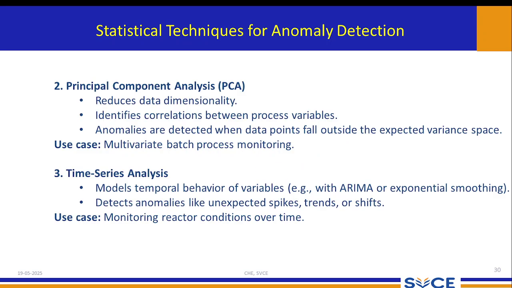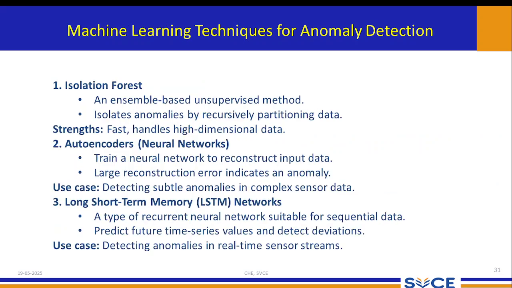Principal component analysis reduces data dimensionality and identifies the correlation between process variables. Anomalies are detected when data points fall outside the expected variance space. Use case is multivariate batch process monitoring. Coming to time series analysis, it models temporal behavior of variables with ARIMA or exponential smoothing. It detects anomalies like unexpected spikes, trends, or shifts. Use case is monitoring reactor condition over time.